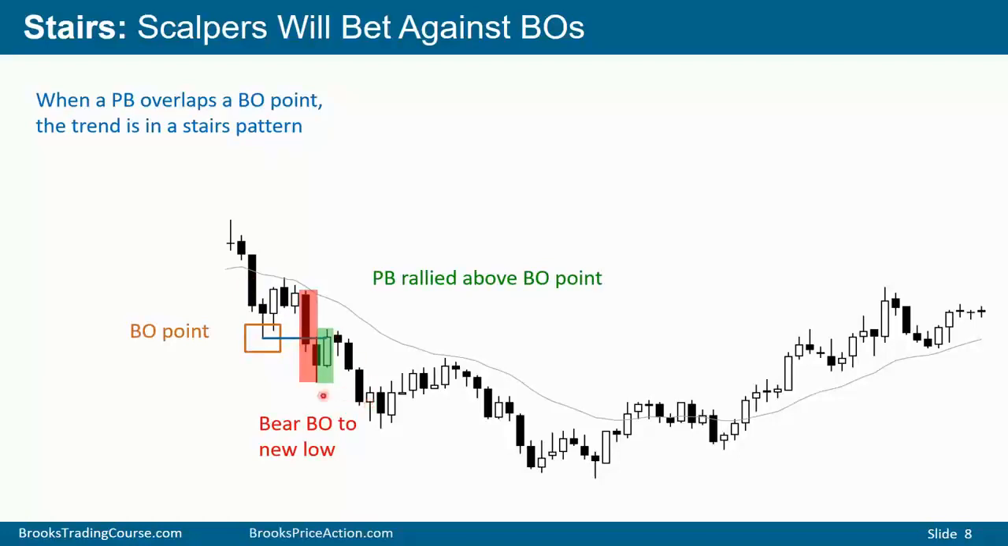Whenever you're in a channel, but the pullbacks are overlapping the breakout points, that tells you that traders buying below the bars are making money. It also tells you that the bears are taking profits below every new low. This is a good environment for scalpers.